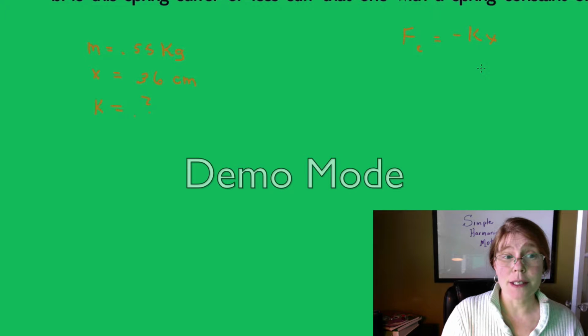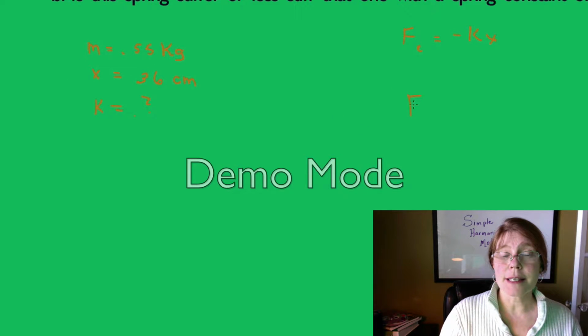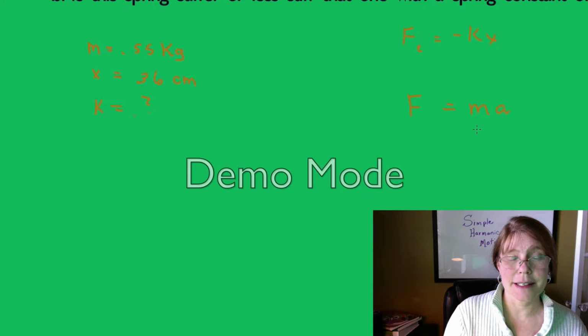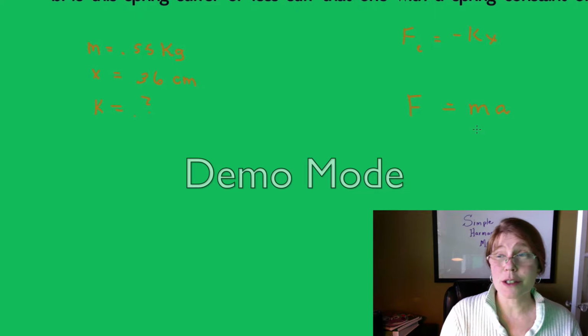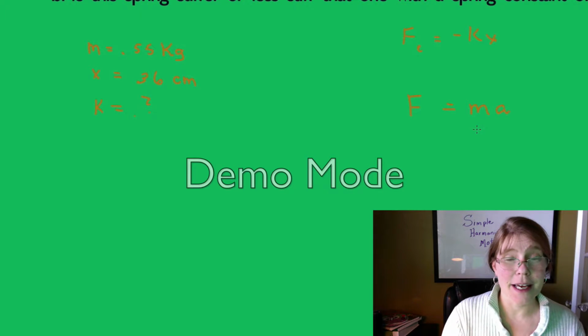We don't have a force here. We have a mass. But we can remember back to Newton's second law that says force is equal to mass times acceleration. What's the acceleration in this particular case? That's right, it's 9.81 meters per second squared. We're assuming that this spring is on the earth, and that's our acceleration due to gravity.